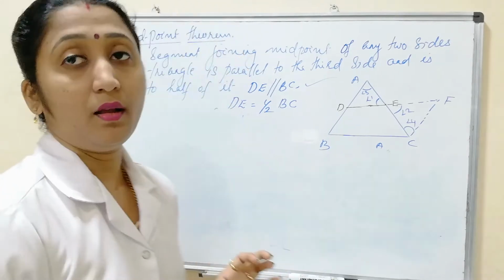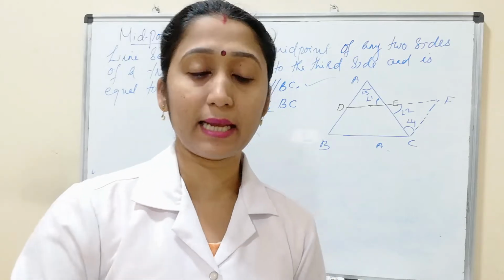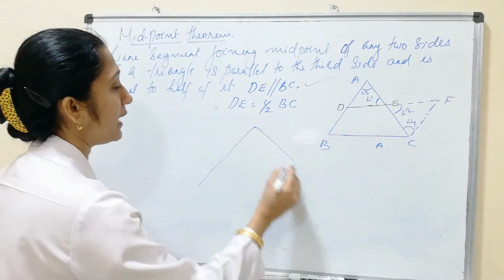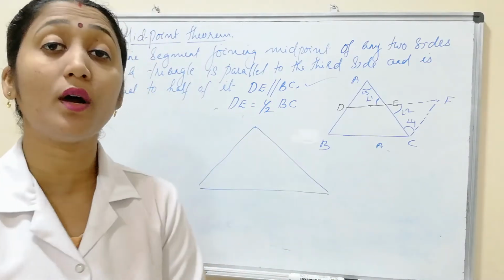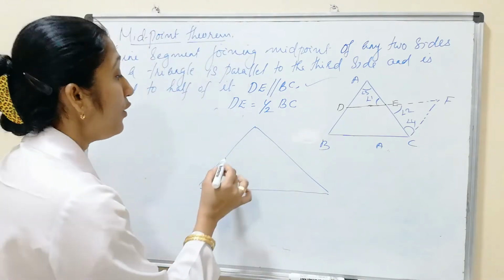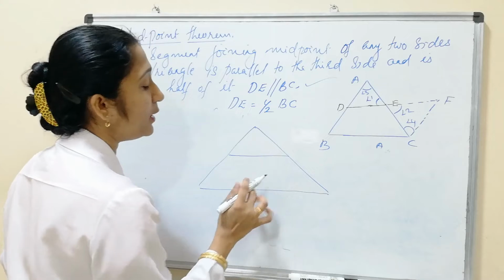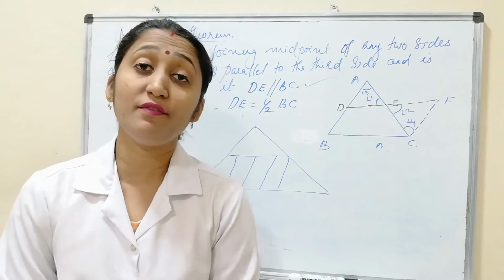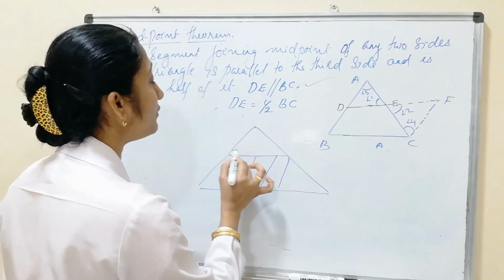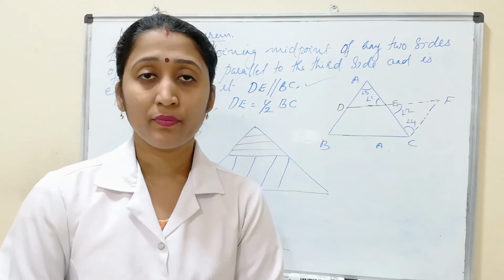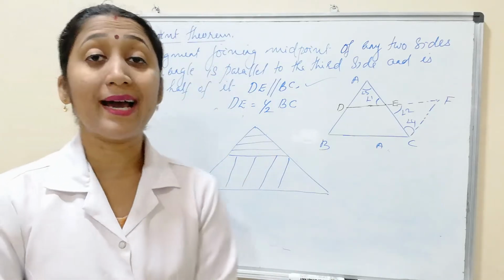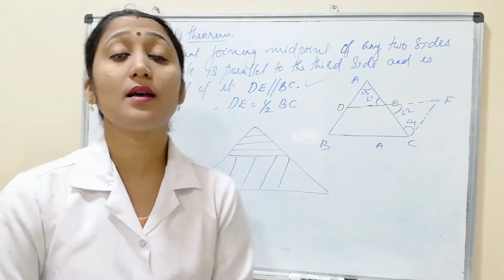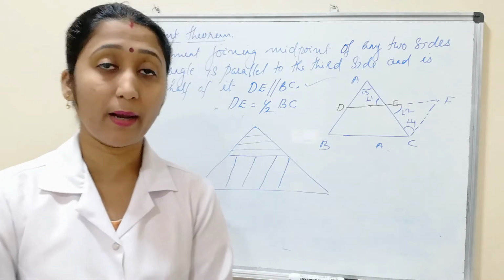Where is this midpoint theorem applicable in day-to-day life? Let us see. For example, an architect wants to make a triangular window. For the window, the lower half will be made of glass and the upper half will be made with bamboo sticks. The question is: how much maximum length does he need to make this triangular window?